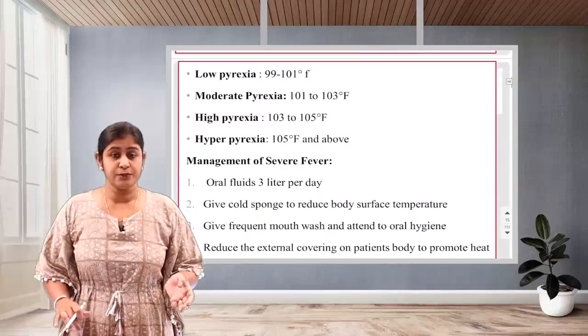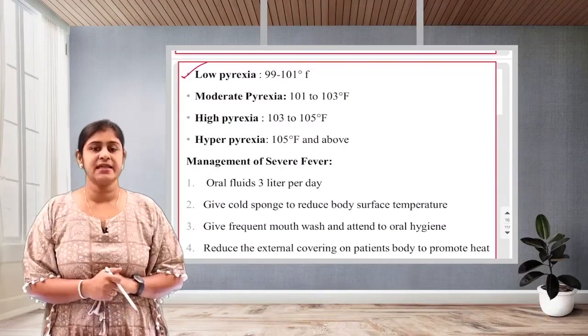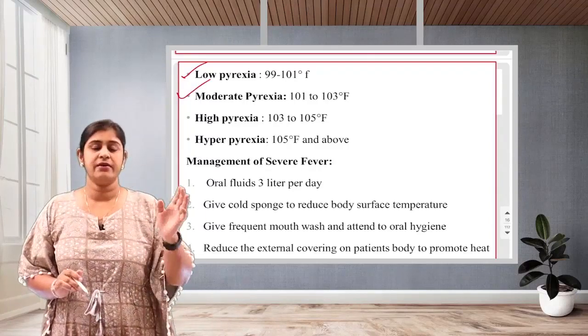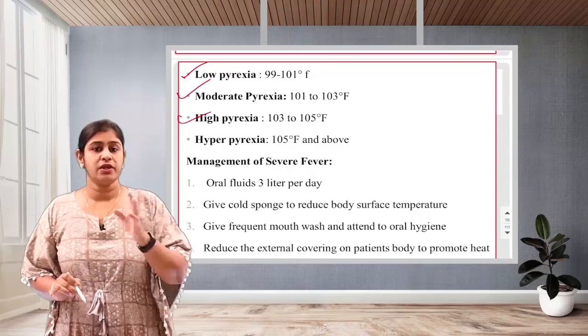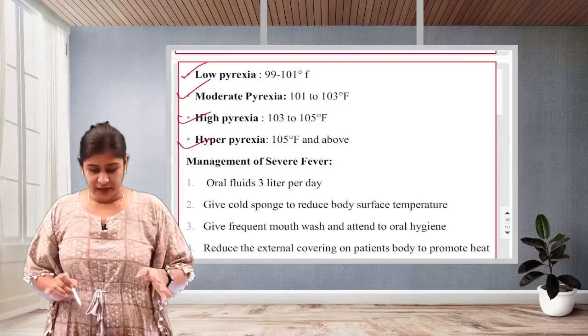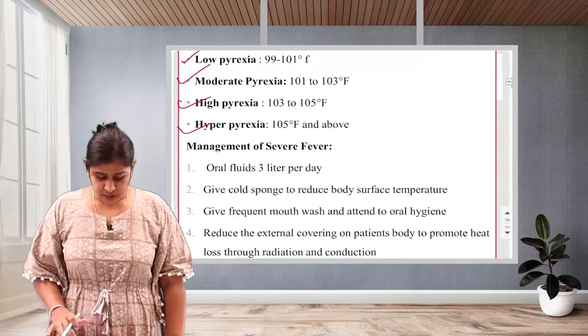So these all are the types of fevers. Low pyrexia, that is 99 to 101 degree Fahrenheit. Moderate pyrexia, that is 101 to 103 degree Fahrenheit. High pyrexia, that is 103 to 105 degree Fahrenheit. Hyperpyrexia, that is 105 degree Fahrenheit and above. Then is management of severe fever.